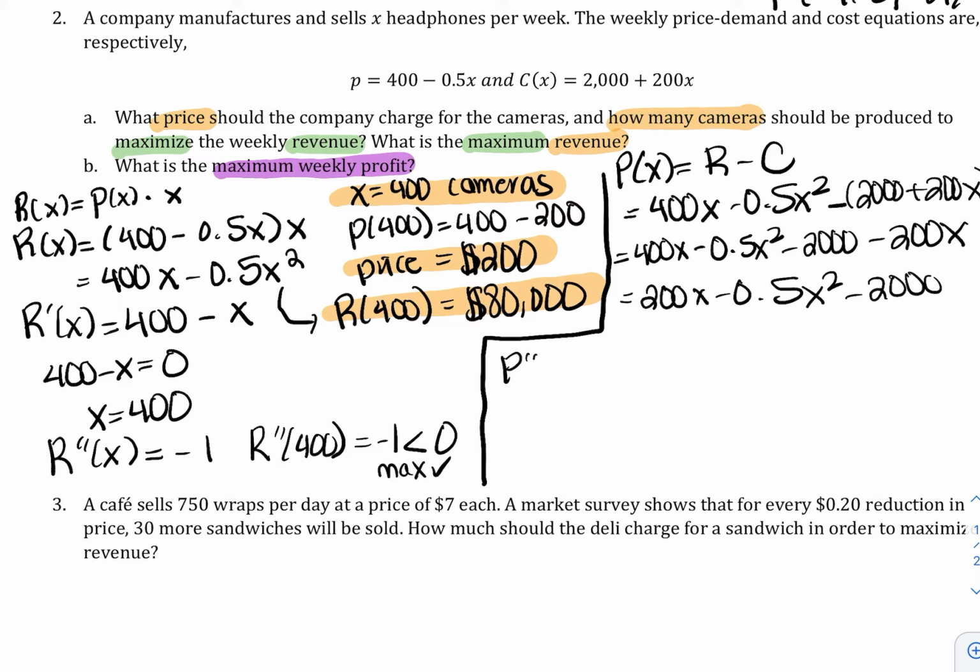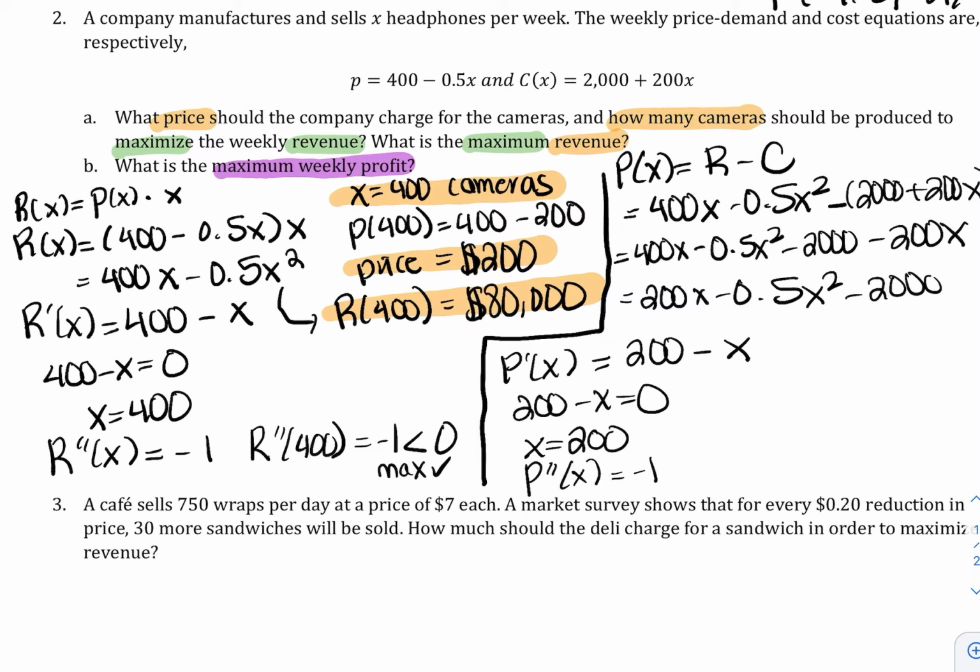Now I will take the derivative, P prime of x. I get 200 minus x. I set it equal to 0. I get x is equal to 200. It's never undefined. I need to make sure it's a max, so I'm going to use again the second derivative test. It's negative 1. So when I plug in 200, it's still negative 1. Less than 0 means it's a max.